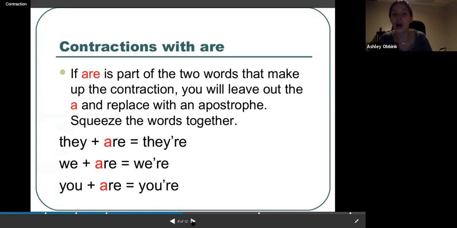If "are" is part of the contraction, then you get rid of the A and you put the apostrophe. So "they are" becomes "they're". "We are", "we're". "You are", "you're".